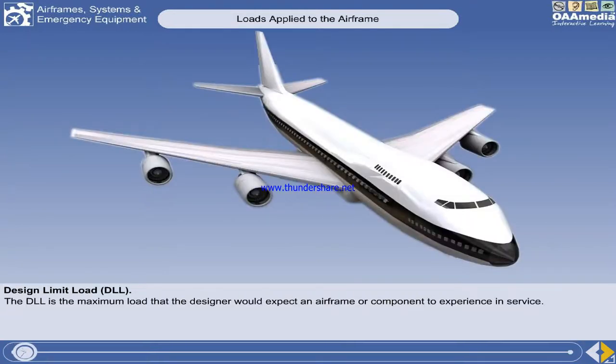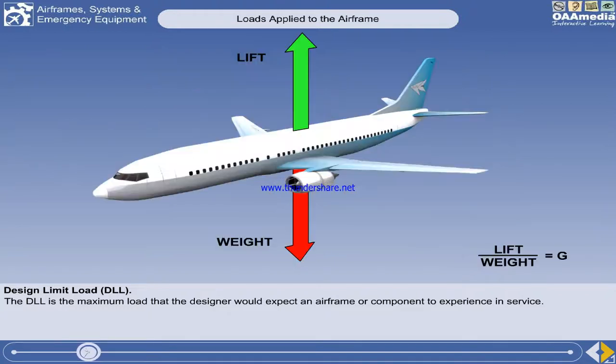The maximum load that a designer would expect an airframe or component to experience in service is termed the design limit load. This load is defined as a load factor. Load factor is the ratio of the lift of an aircraft to the weight of the aircraft. The load factor is expressed in multiples of g. In straight and level flight, lift is equal to weight, so the ratio of lift to weight is 1, and the load factor is 1g.